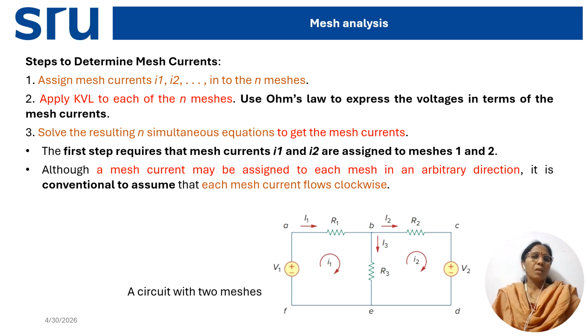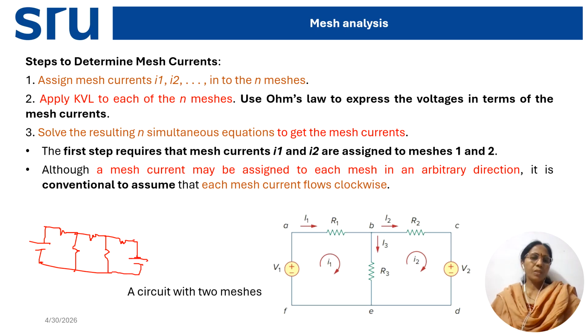Now see the first step: assign mesh currents I1, I2 up to IN in N meshes. If there is any network, let us take one more network here, with voltage sources like this. This is loop 1, this is loop 2, this is loop 3, and this is loop 4. Here N is 4, there are 4 loops. So the first thing is to identify the number of loops.